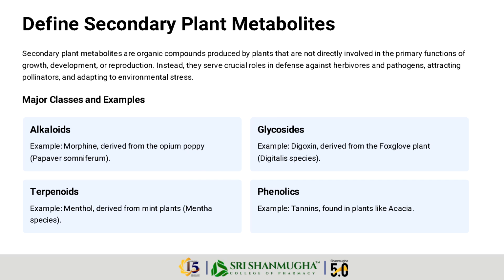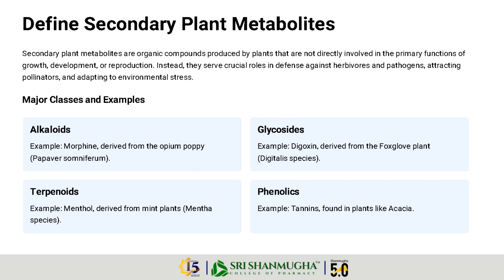First, let us understand secondary metabolites. Secondary metabolites are organic compounds produced by plants that are not directly involved in primary functions like growth, development, or reproduction. Instead, they play vital roles in defense against herbivores and pathogens, attracting pollinators, and helping the plant adapt to environmental stress.